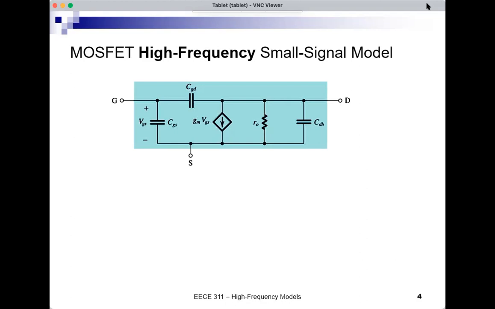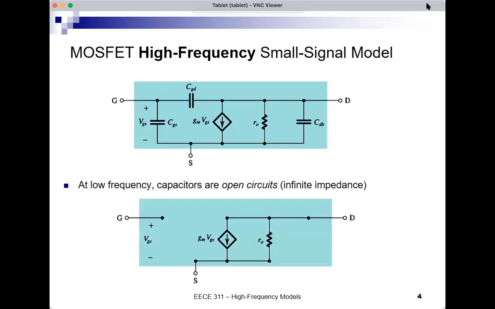When you have two conducting plates that are close to each other, that creates a capacitive effect. If you have a p-n junction, that creates a capacitive effect. And we have such things in the MOSFET. We have p-n junctions and we have the gate plate. So yes, there are places where we would have capacitive effects. And this is how we model them with these three capacitors. If you open circuit the capacitors, what happens? You get this.